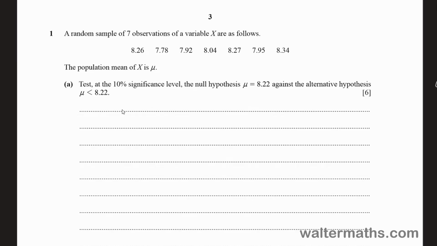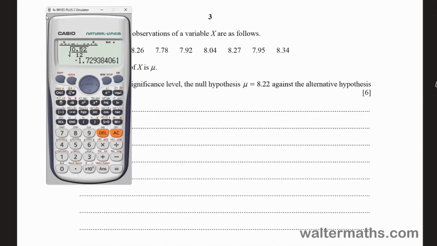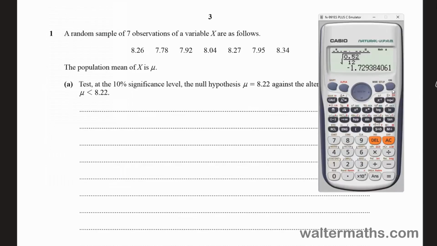We're going to start by looking for the sample mean and the unbiased estimate for the population variance. So we are going to store this data. I'll go to stats mode. Mode stats is option 3 and then option 1, and I'm going to input all these data points.